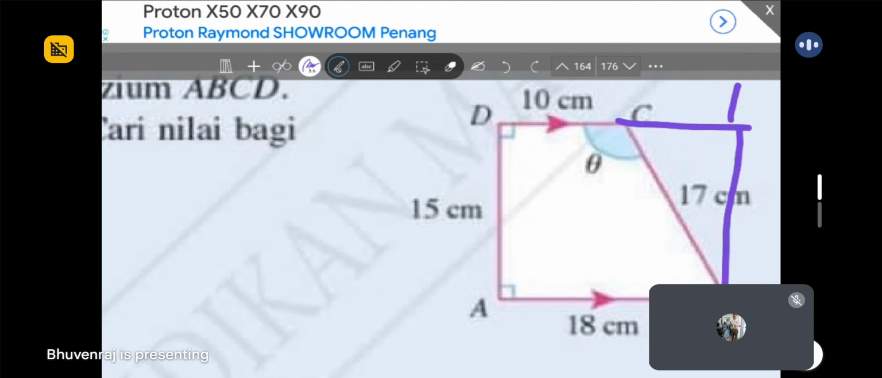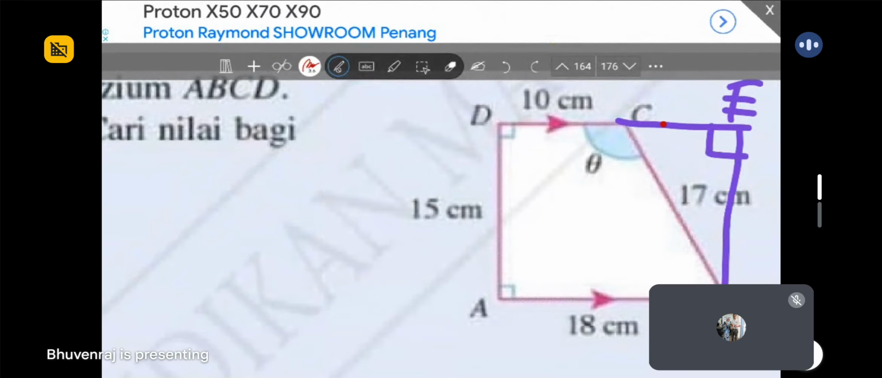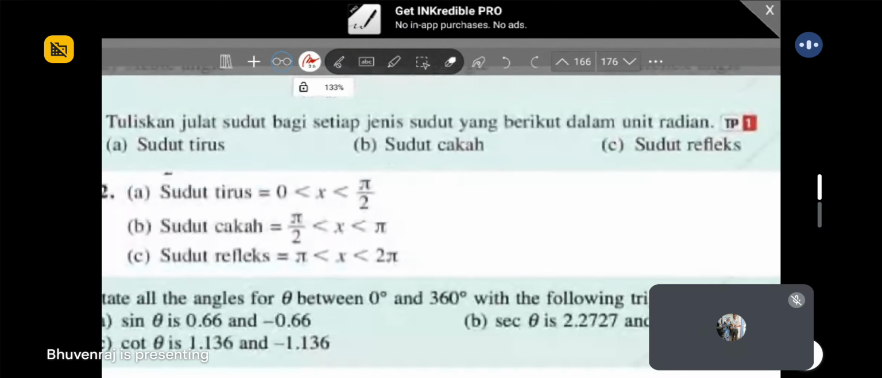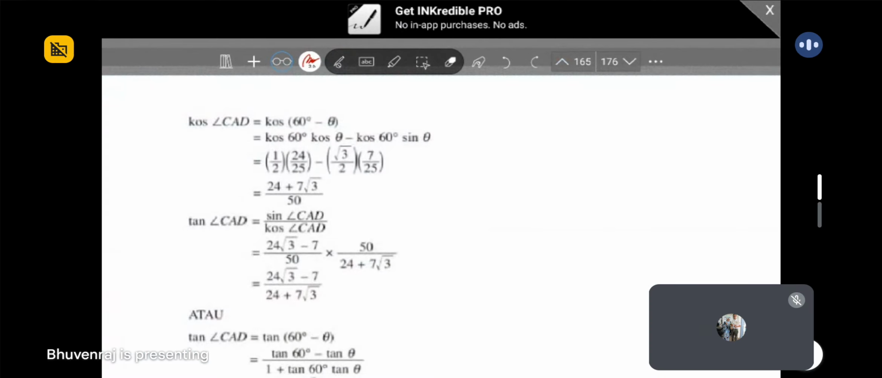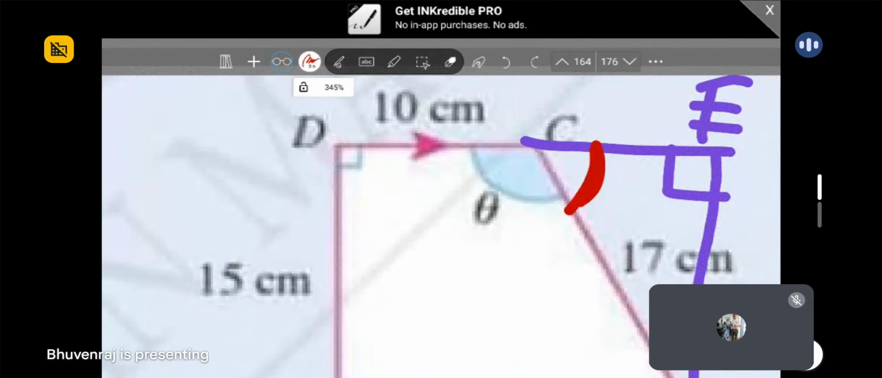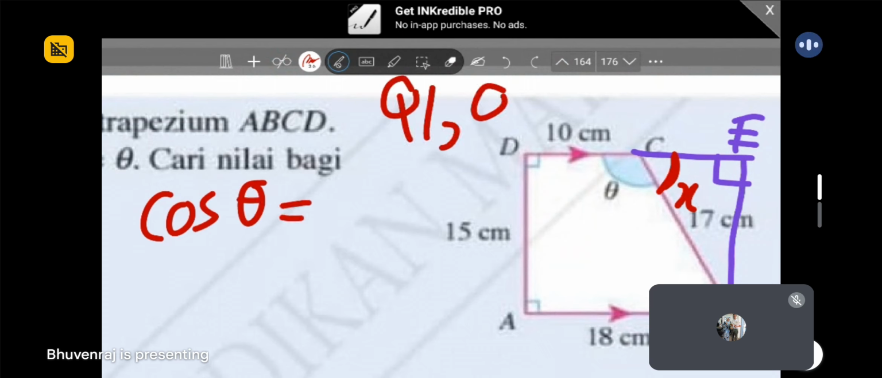Let's say I call this point E, and it is a right angle triangle. So guys, always remember you can connect two angles where the total is 180 degrees. This is the concept. Let's say I call this angle X. So cos theta will actually equal to what? Now we are talking about quadrant 1 and quadrant 2, right?